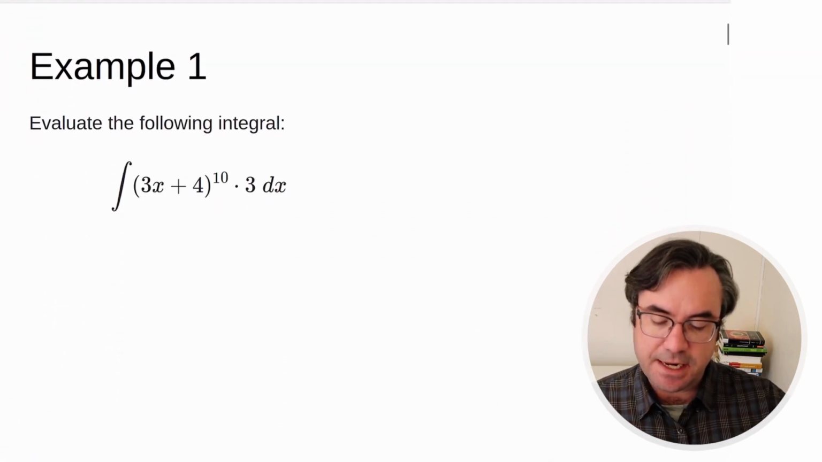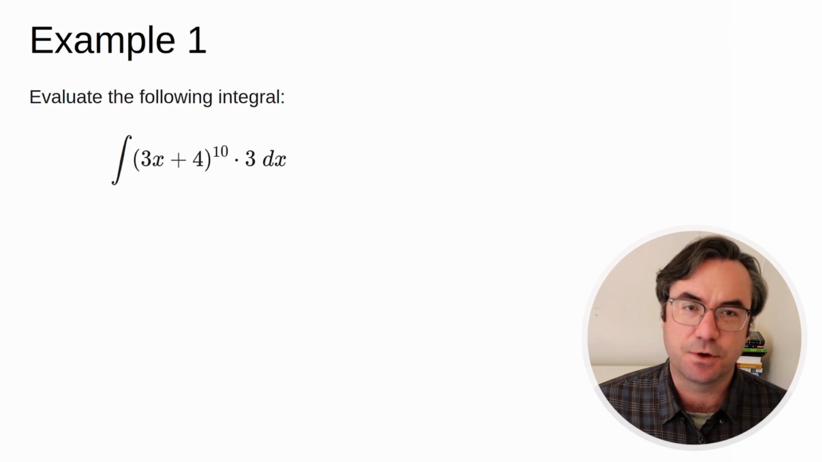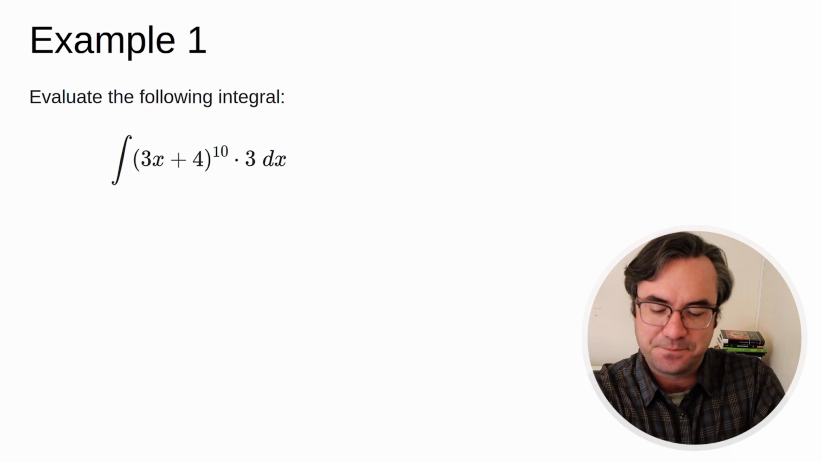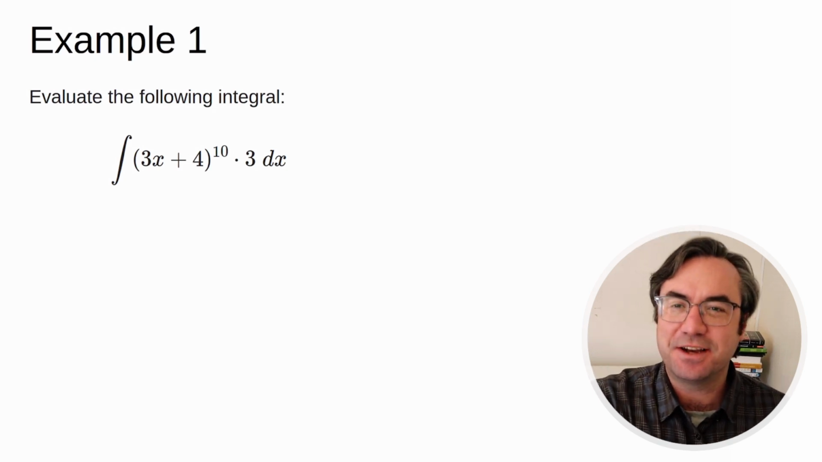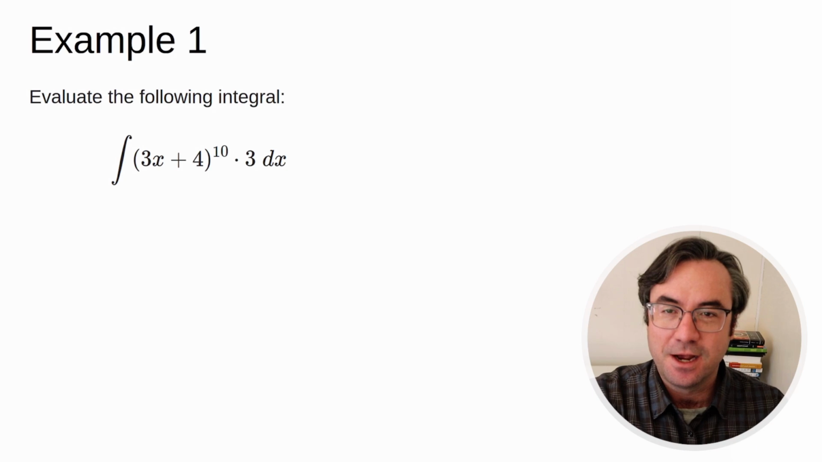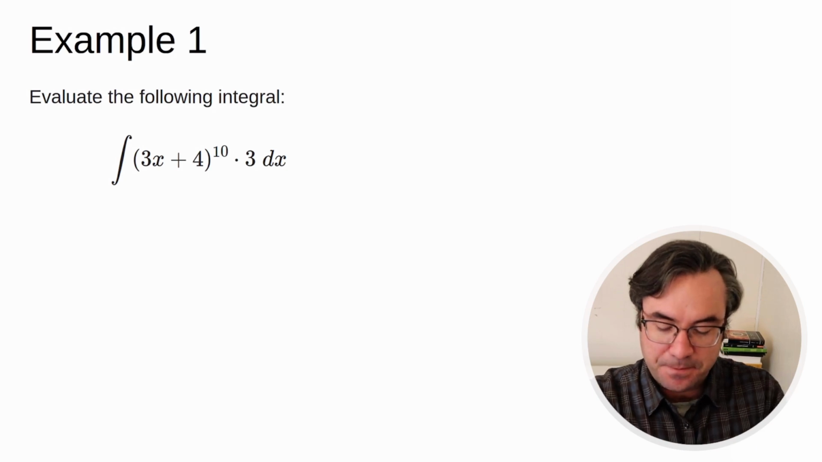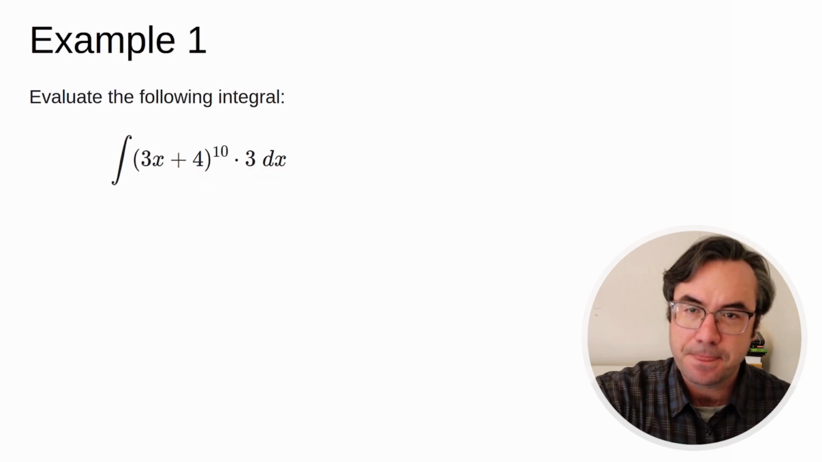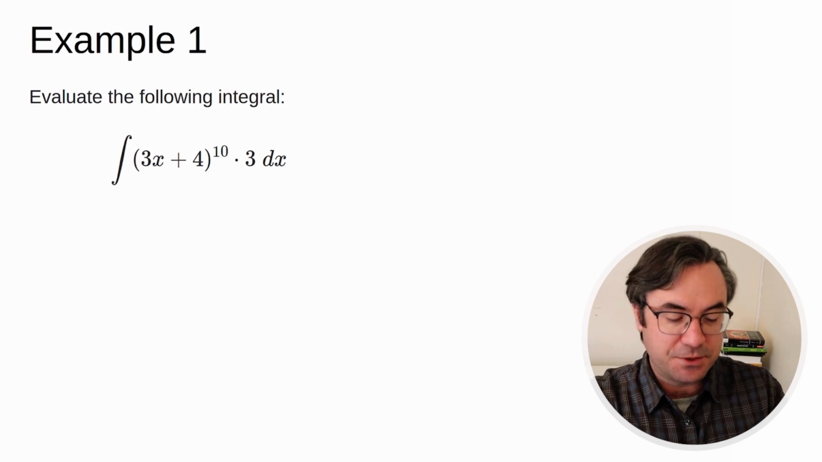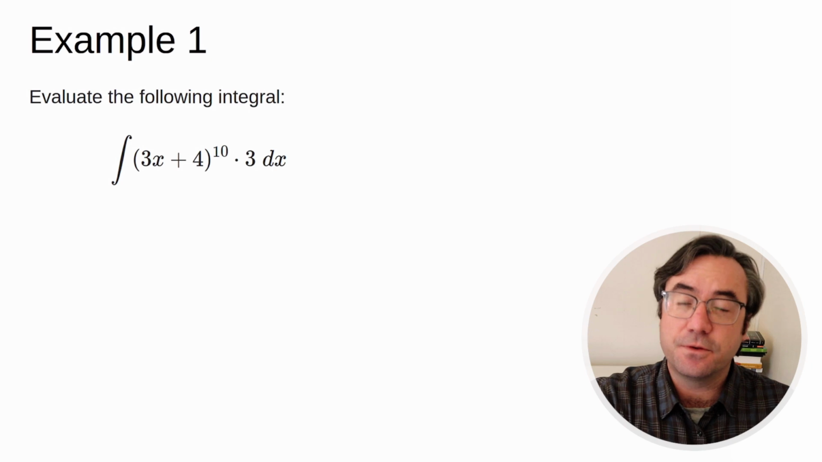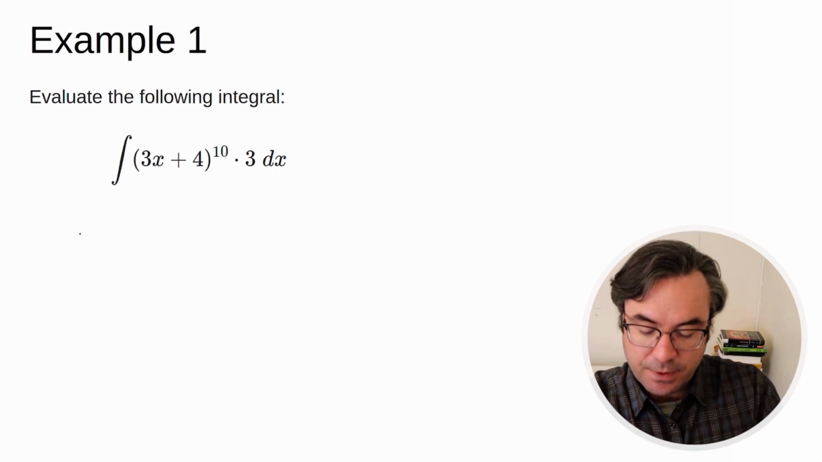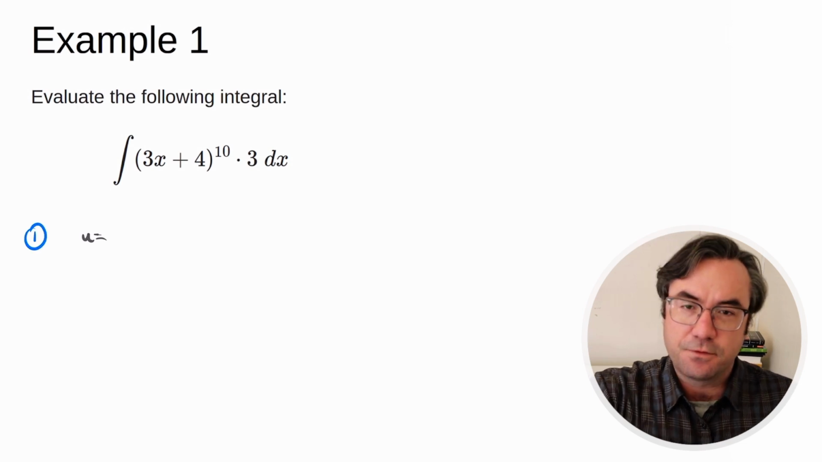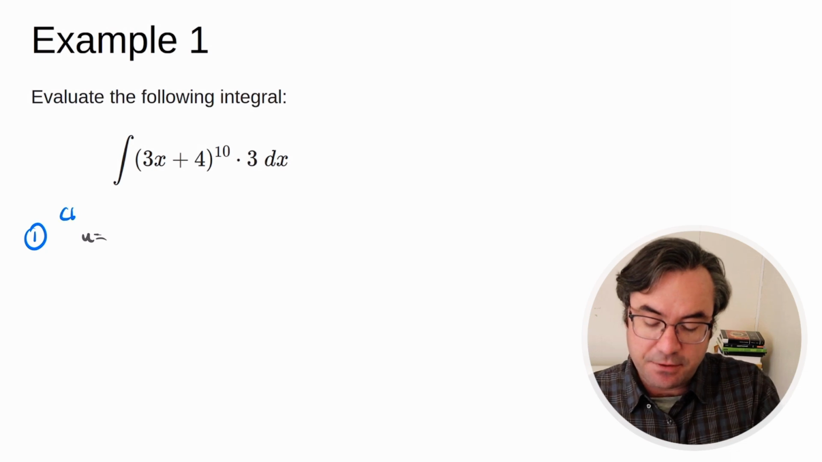So let's try an example to see how this process works. We're going to start off kind of easy, and then we'll work our way up. So we've got to dust off some of the cobwebs here. All right, so we've got this integral: 3x plus 4 raised to the power 10 times 3 dx. And our first step for substitution rule is to look for the inner function. So we've got to choose u. That's our first step: choose u and calculate du.